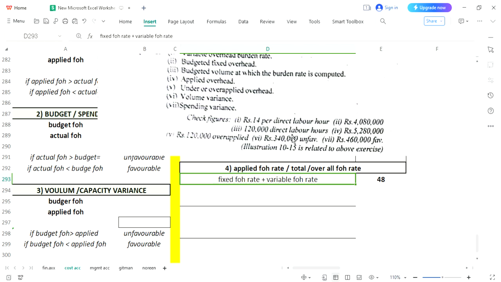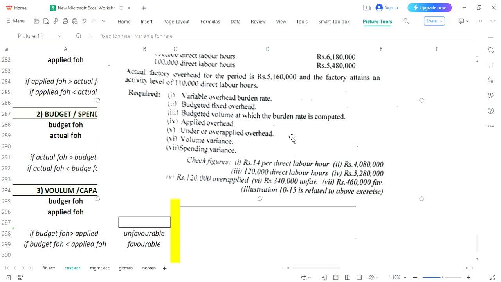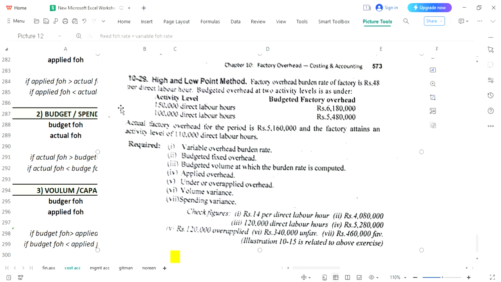So for that purpose, we will have to read again. If there is any other help, budgeted overhead at two activity levels is given as under: 150,000 hours.